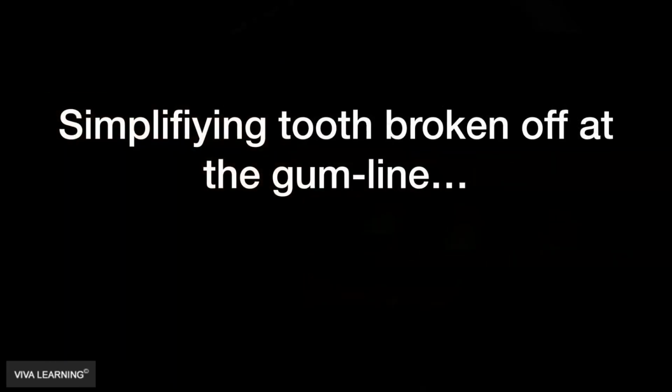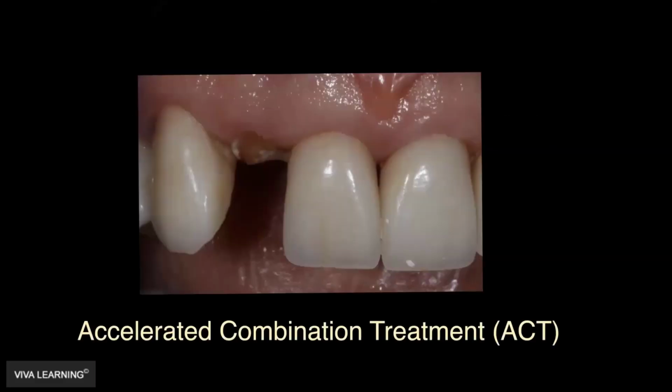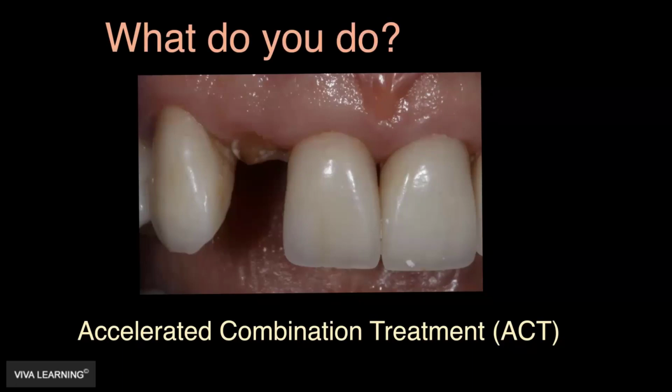So let's start off with this here, simplifying a broken tooth at the gum line. Now, this is a case that you will see in every practice. You're going to have patients come in with this. And really the question is, what do you do with a case like this? Can you solve a case like this? Can you salvage a tooth like this? Well, what if a patient is in their 70s and they can't afford an implant? Can you, in fact, help this person by salvaging a case?